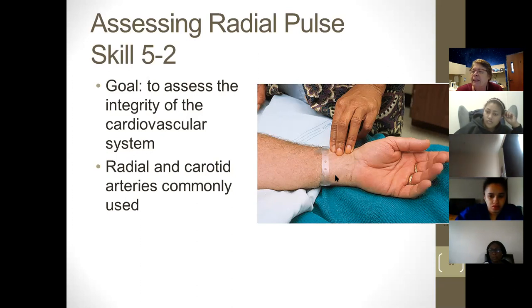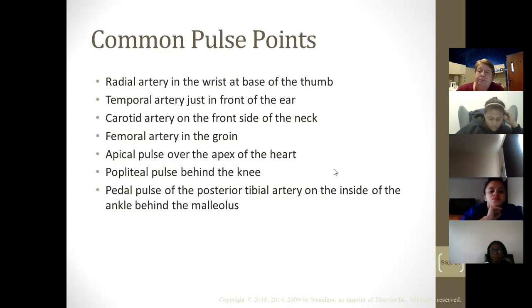The other place you may take a pulse is your carotid artery, which is the one in your neck. We do that in an emergency, right? But normally we do it on the arm. And that's the radial artery. So the radial artery at the wrist, the base of the thumb. Temporal artery is right in front of your ear. Can you feel the pulse there? Up here in your temple?